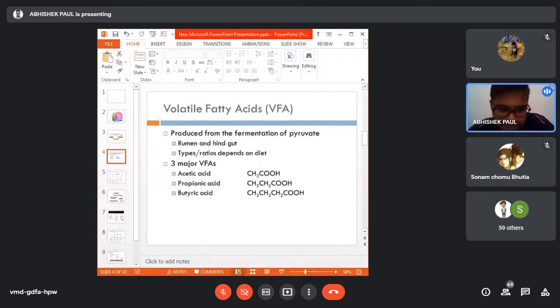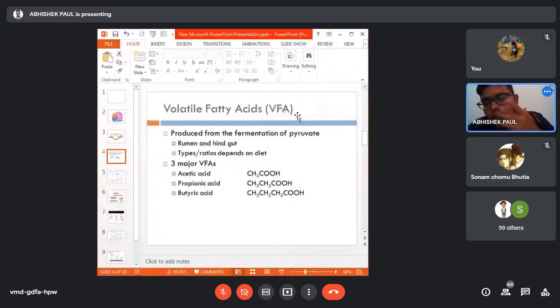One is acetic acid, and this is its chemical structure. You don't need to remember the structure, but try to remember the names: acetic acid, propionic acid, and butyric acid. Now we'll learn the function of the individual VFA. In short it is called VFA, which means volatile fatty acid.